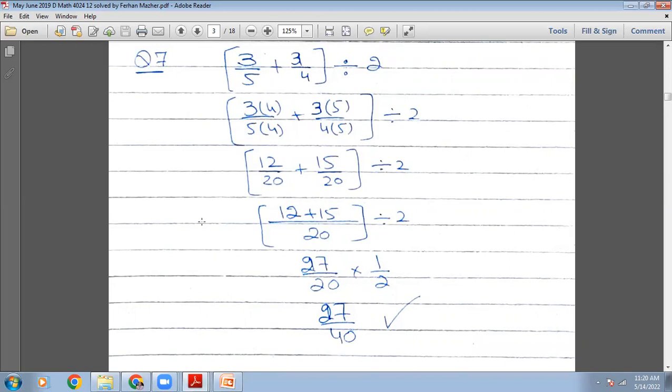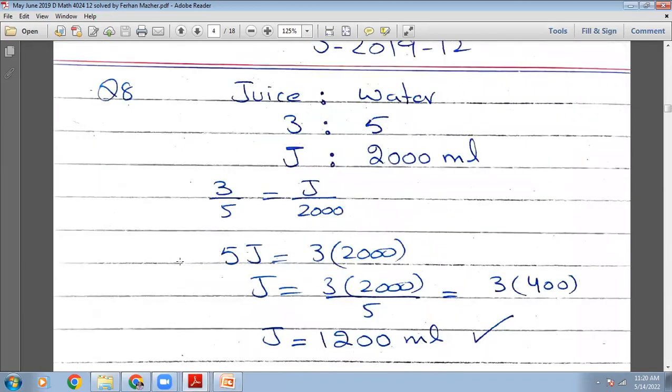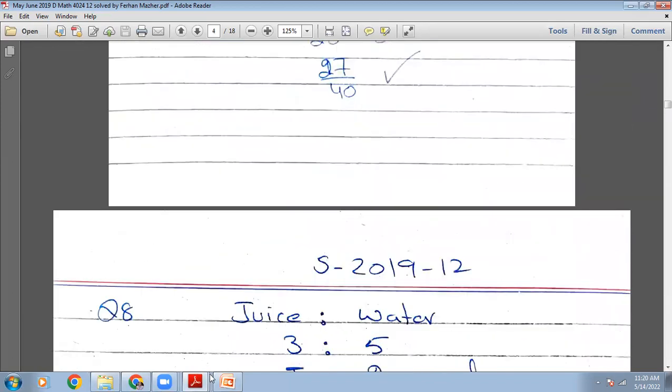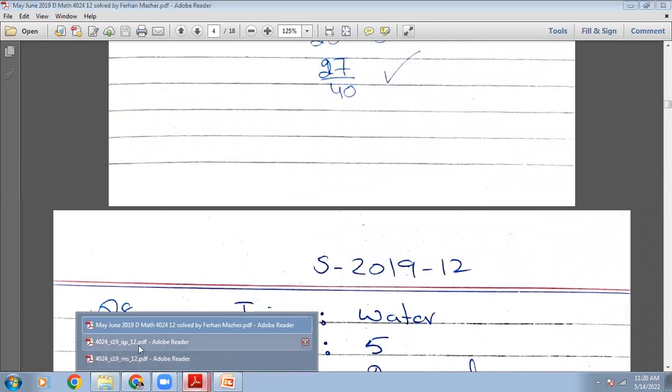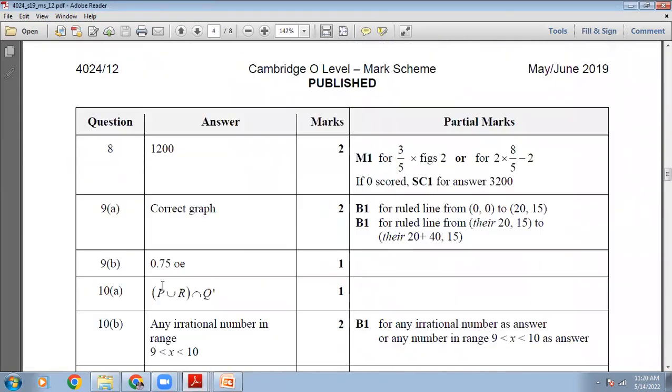Convert that divide sign into a multiply sign. The fraction after that will flip, reciprocate. So you will have 27 by 20 multiply 1 by 2. So you will have 27 divided by 40. So 27 by 40. Let's check the answer. 27 by 40 is the right answer, sir.